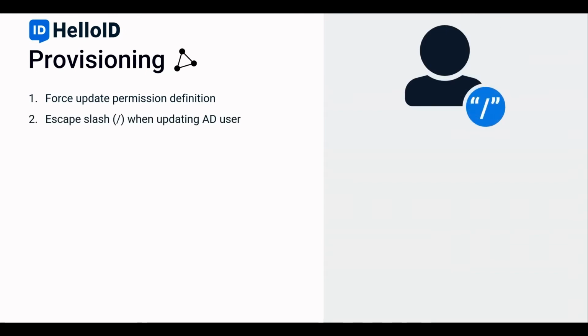Second, escape slash when updating an AD user. From the current built-in version of the Active Directory target system within HelloID, you couldn't perform a proper update out in the AD account in case the distinguished name or OU as part of the distinguished name contained a slash. In this release, a fix for this issue has been implemented in the built-in target connector.